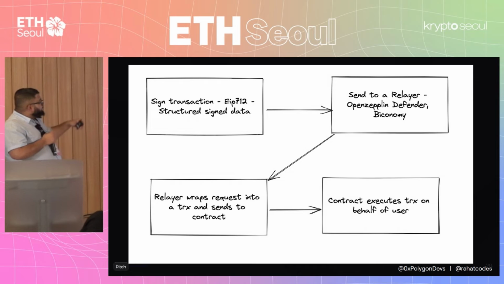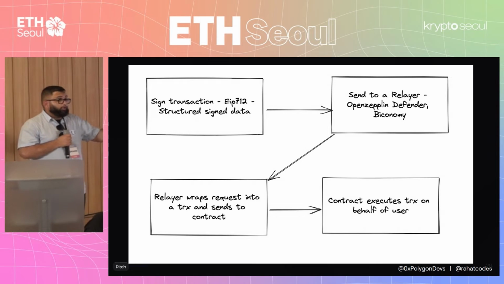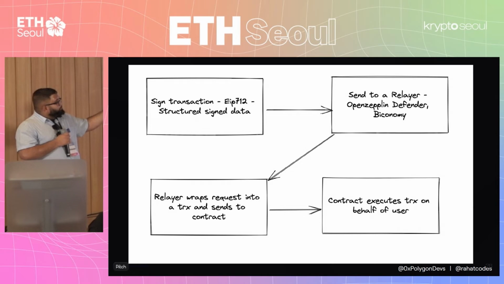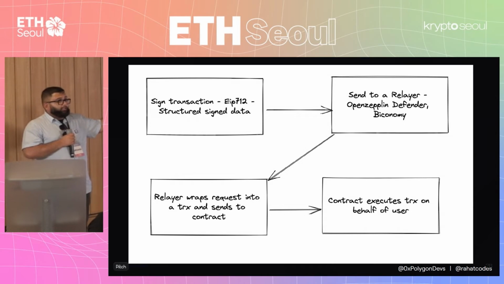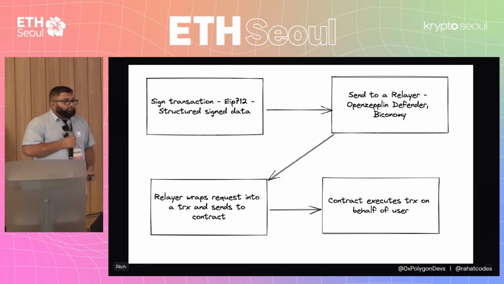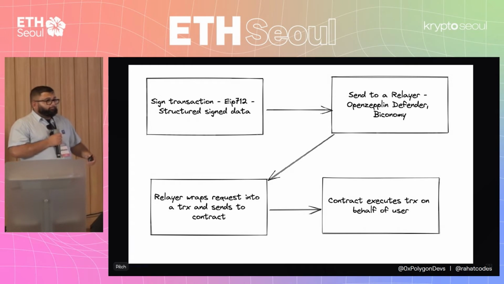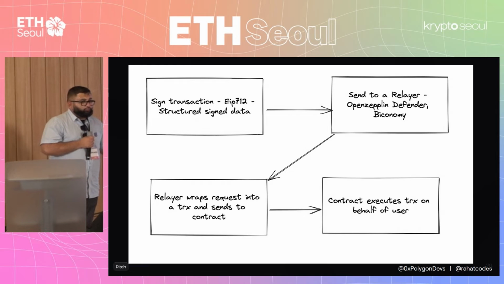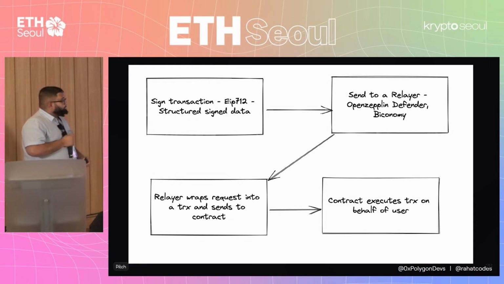That relayer wraps the request into a transaction and sends it to the contract, right? But what happened before this relayer received that transaction? You, as a developer, might have loaded up that relayer with some Matic, to cover some potential gas fees that your users might incur.